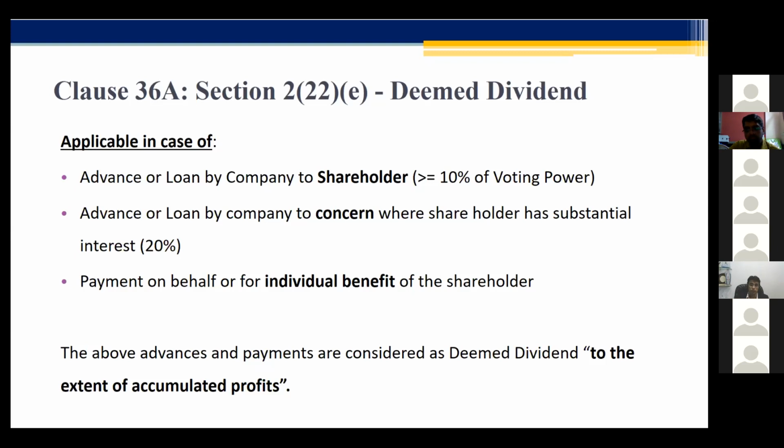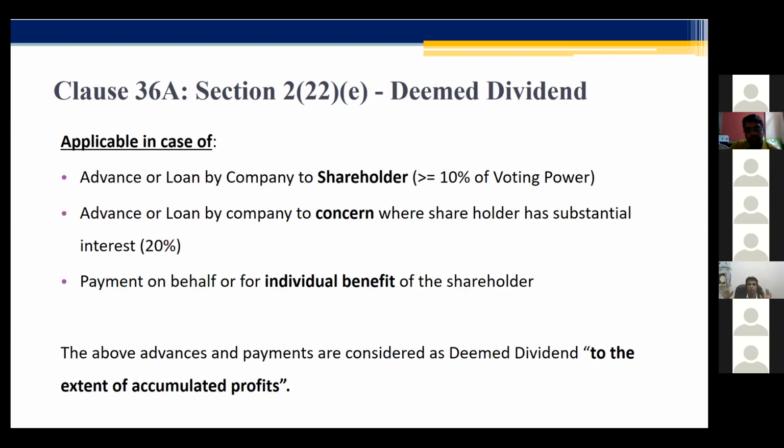As an auditor, we need to verify all those transactions. It's very difficult because sometimes we may not have access to a particular entity's books, and that's why it becomes very difficult. As far as calculation of dividend is concerned, your dividend will be calculated only to the extent of accumulated profits. If you are giving an advance or loan of more than the accumulated profits, then you would be taxed only to the extent of accumulated profits.